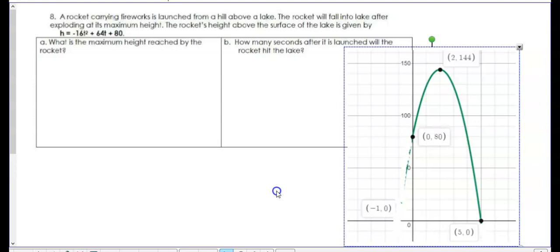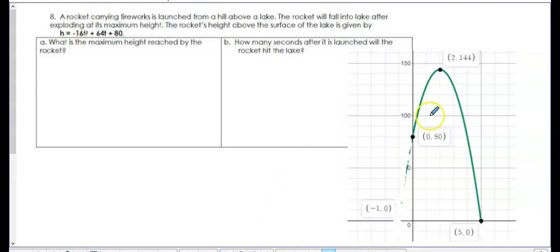What is the maximum height that it reached? Okay, so what I'm looking for for maximum height is the vertex, but I'm only looking for the y value. Okay, so it reached a maximum height of 144. I'm assuming this is feet. Okay, how many seconds after it's launched will the rocket hit the lake?